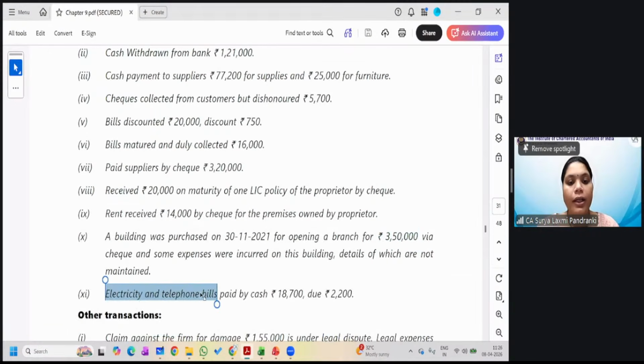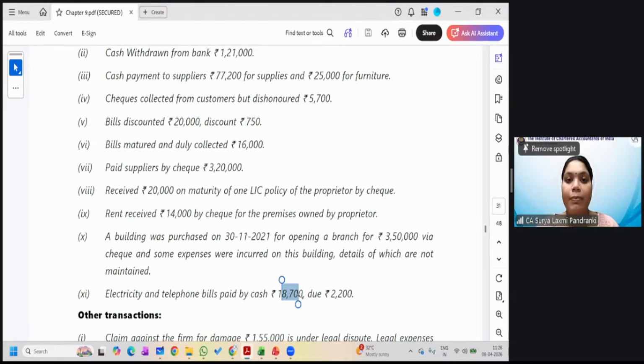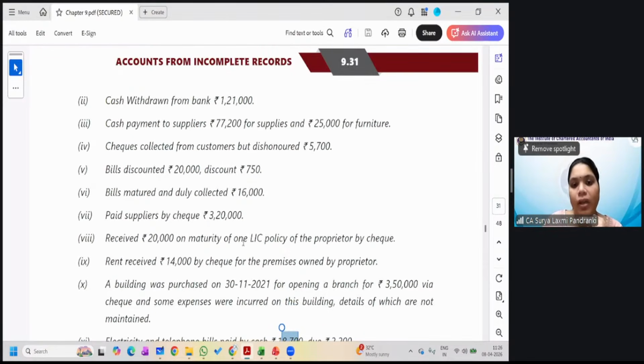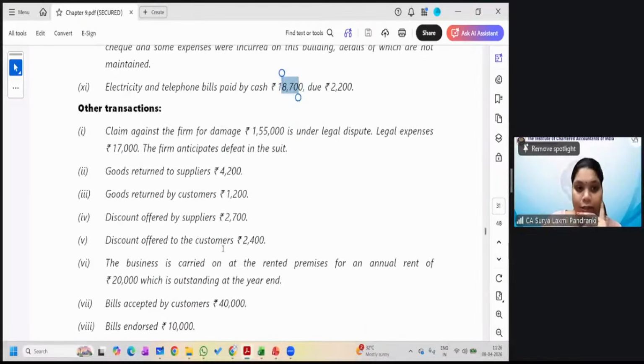And then we have electricity and telephone, paid by cash 18,700 and due 2,200, which means 2,200 will become outstanding. 18,700 will become the payment that is done. Both together have to be shown in your P&L statement as an expenditure, because in the P&L statement it has to be both outstanding and cash, whatever is the year's expenditure has to be recorded in the statement, right? So these are the cash transactions that happen in that year. We also have a few other transactions given below.